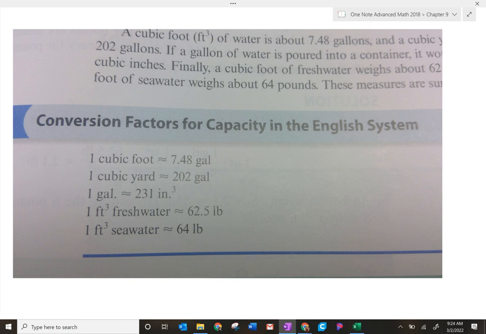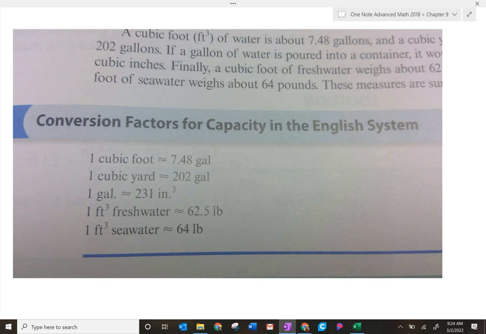So other things besides that water bill, cubic yards. If anybody's ever done or has any goals or aspirations of going into construction, or you're going to have some things built for you, like sidewalks, cement.